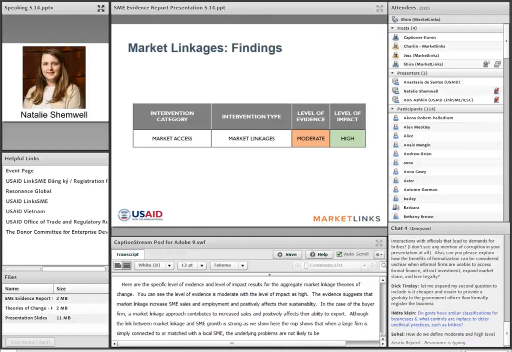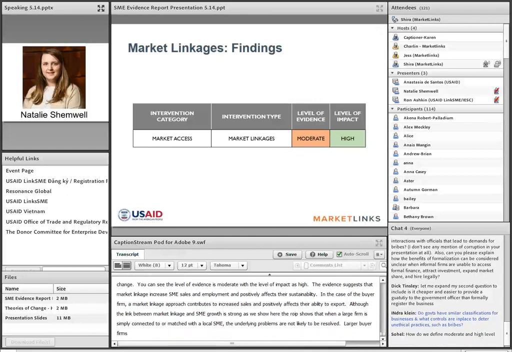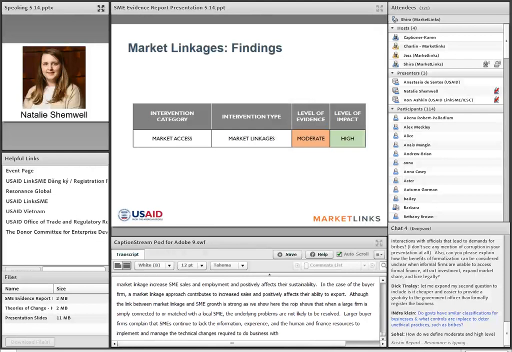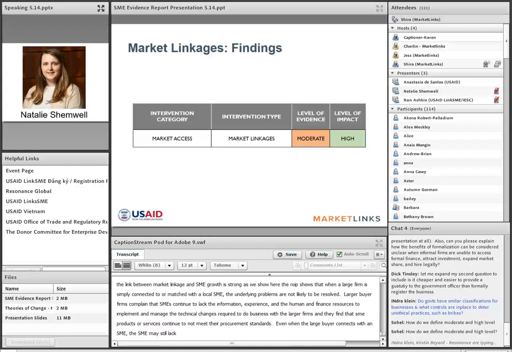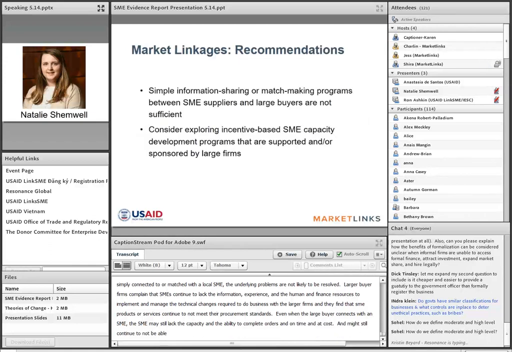Larger buyer firms often complain that local SMEs continue to lack the information, experience, and the human and financial resources to implement and manage the technical changes required to do business with these larger firms. And they find that SME products or services continue to not meet their procurement standards. So even when a large buyer connects with an SME, the SME may still lack the capacity and the ability to complete orders on time and at cost, and might still continue to not be able to meet those quality requirements.